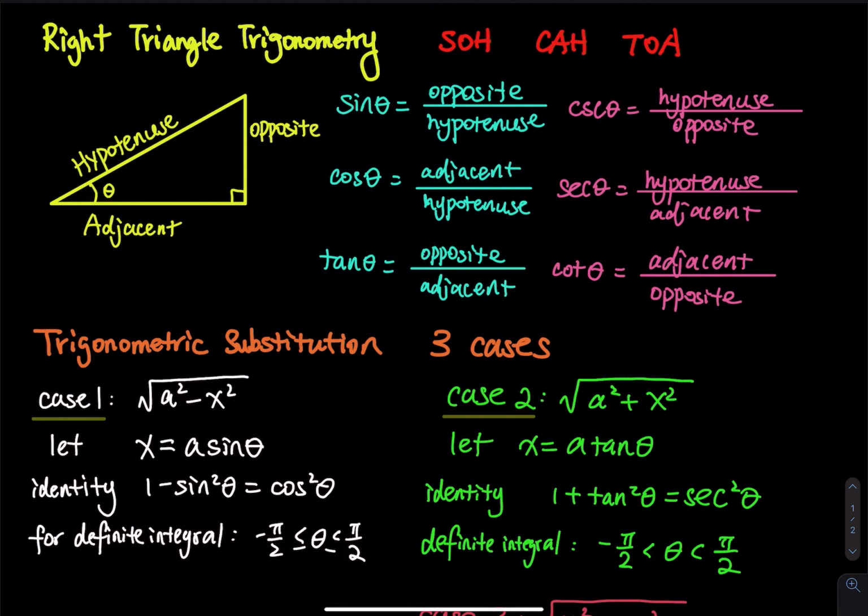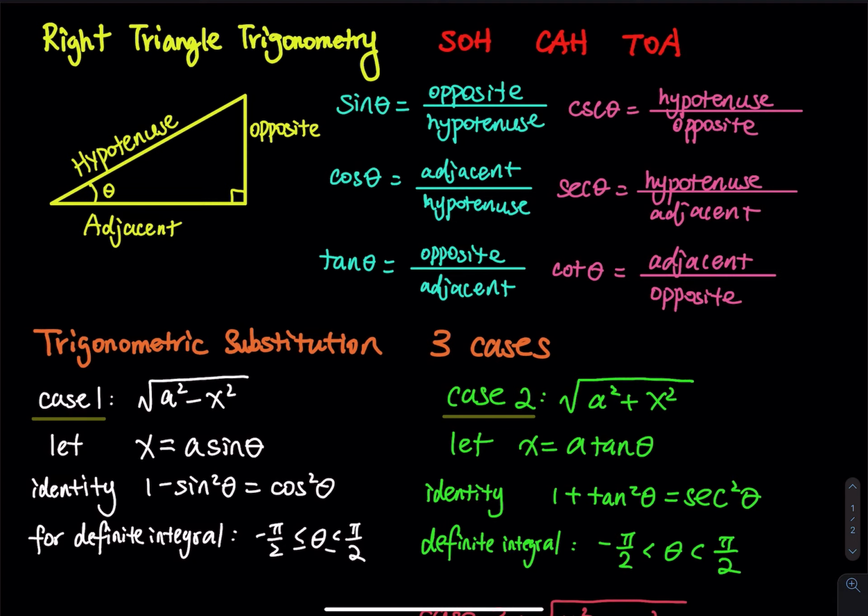So for example, cosecant is the reciprocal of sine. So cosecant equals hypotenuse divided by opposite. Reciprocal means you have to swap the numerator and the denominator. Secant is the reciprocal of cosine, so secant equals hypotenuse divided by adjacent, and cotangent is the reciprocal of tangent. Cotangent equals adjacent divided by opposite.